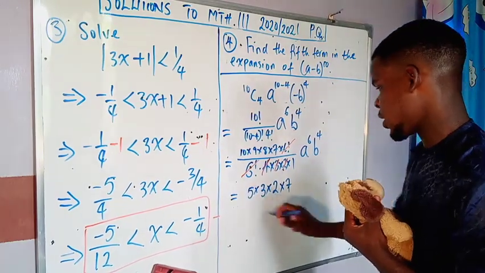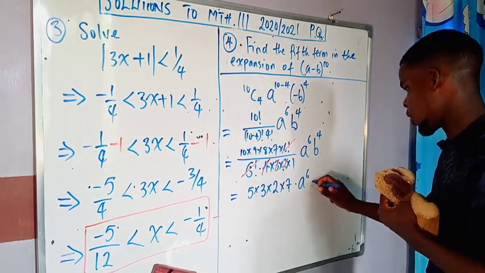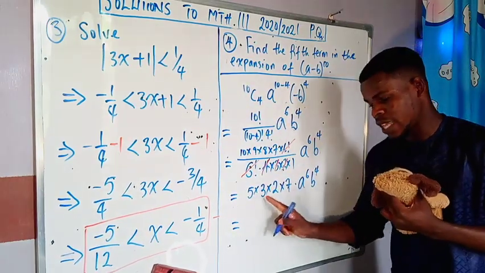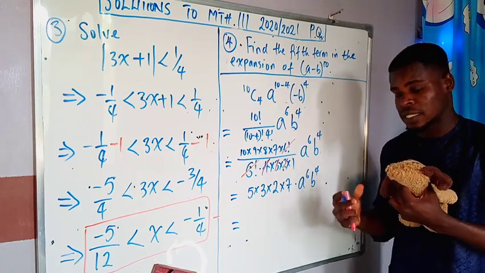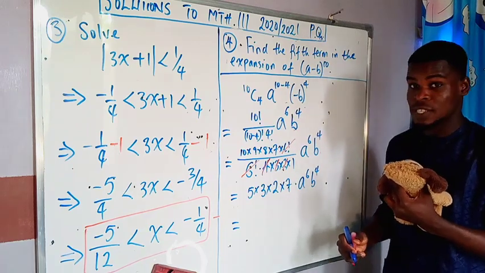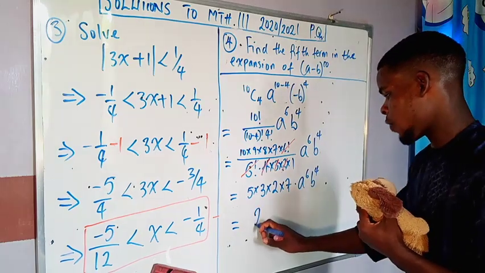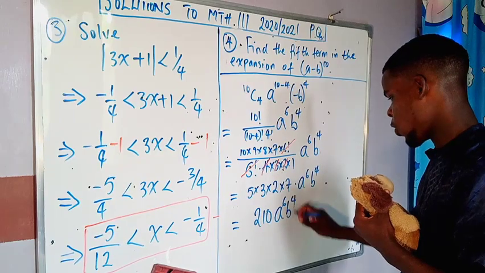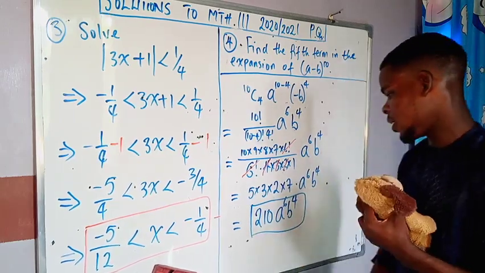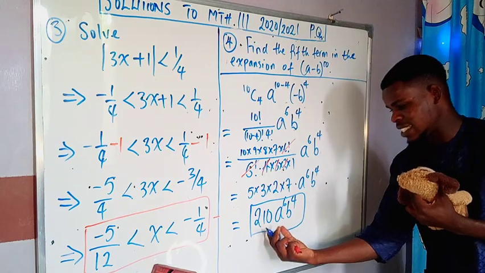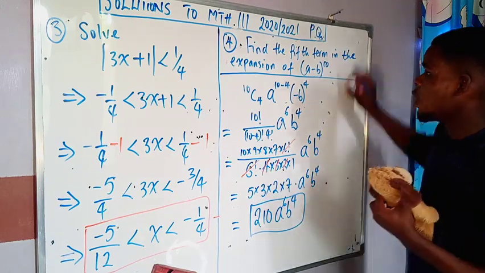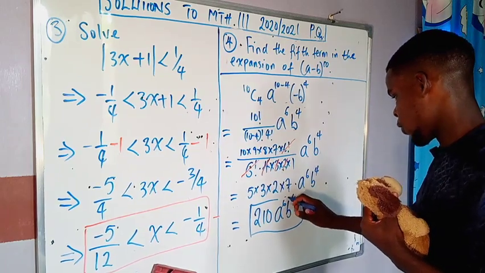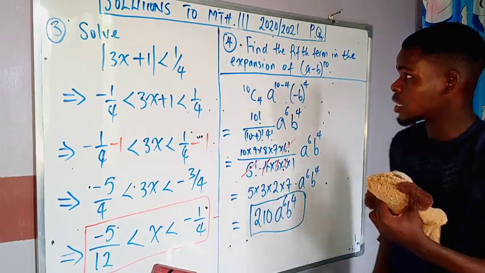Maybe let me put this equality sign here. We just multiply this with a to the power 6 times b raised to the power 4. So we just have to compute this, right? We notice 5 times 3 is 15 times 2 will give us 30. Well, 30 times 7 is 210, right? So we're going to have 210 a raised to the power of 6 times b raised to the power 4. And of course, this is where we can say we are done expanding. So this right here is the fifth term of the expansion of that, right? So this is a to the power 6, b to the power 4. All right, so that's just for the fourth question.